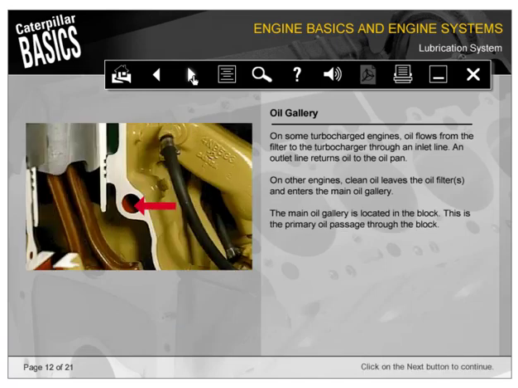On some turbocharged engines, oil flows from the filter to the turbocharger through an inlet line. An outlet line returns oil to the oil pan. On other engines, clean oil leaves the oil filter and enters the main oil gallery. The main oil gallery is located in the block. This is the primary oil passage through the block.